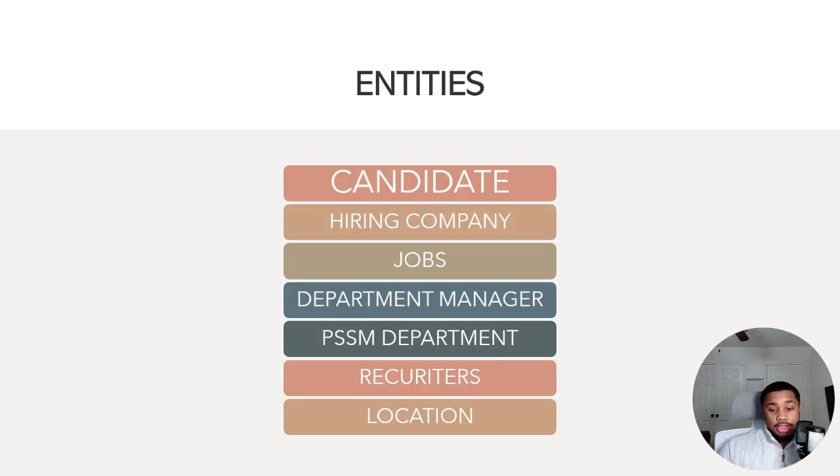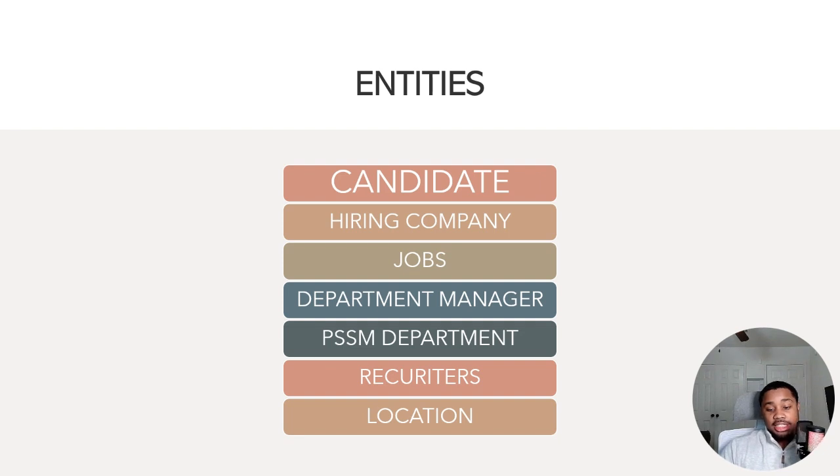So the three obvious entities that I came up with were the candidates, the people who are looking for the jobs. And then we got the hiring company, the people who are looking for the jobs to be fulfilled. And then we got the jobs, the description of what the job is about. And then we have another entity I came up with is the department manager. We need to know who to get in contact with once they found the correct candidate or somebody who they feel like is suitable for the job.